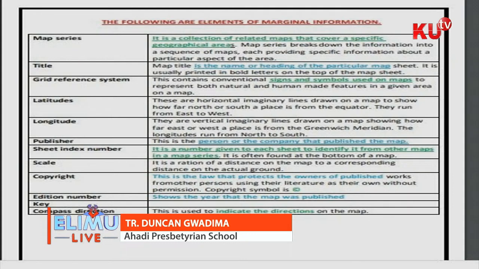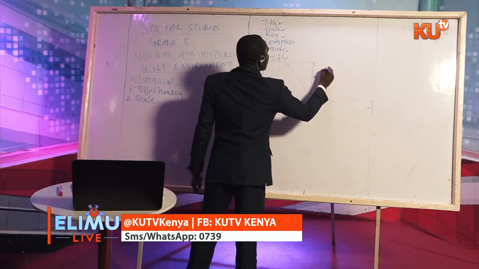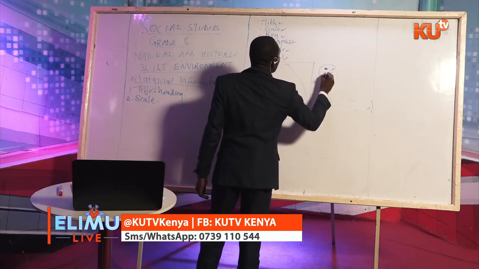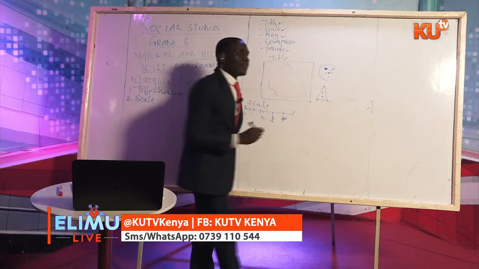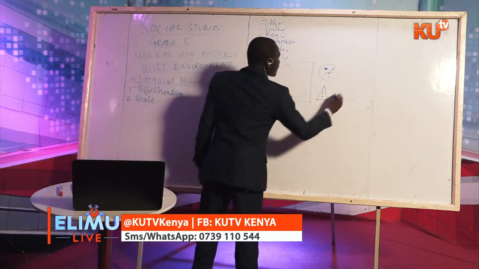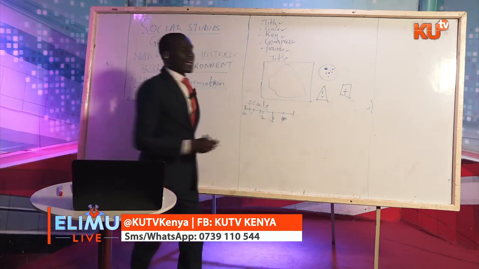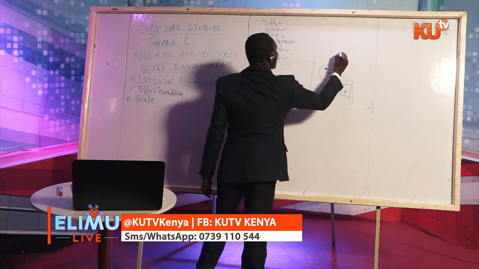Another one is called the grid reference. Grid reference refers to signs and symbols that have been used on a map. Sometimes you'll find signs and symbols. Like if this is a sign, this is a symbol, and this is a sign. This is also a sign. So these are signs, and this is a symbol.